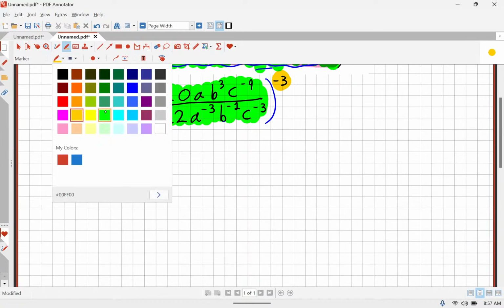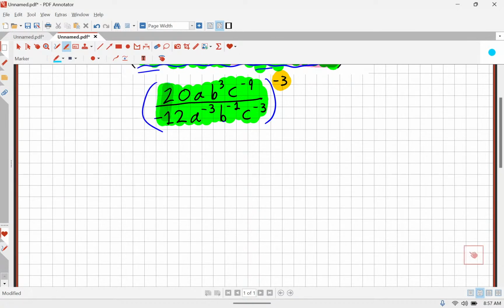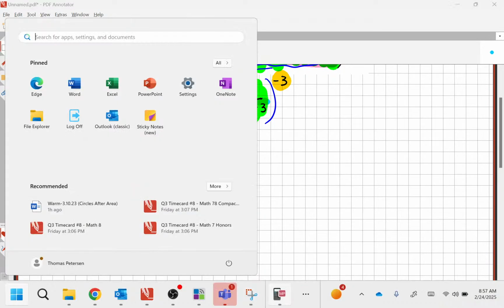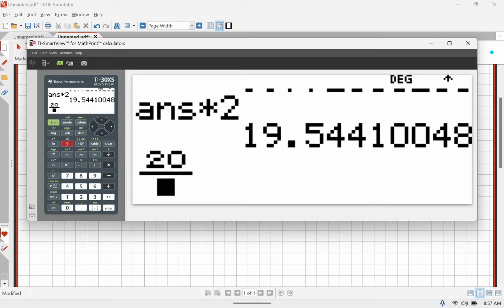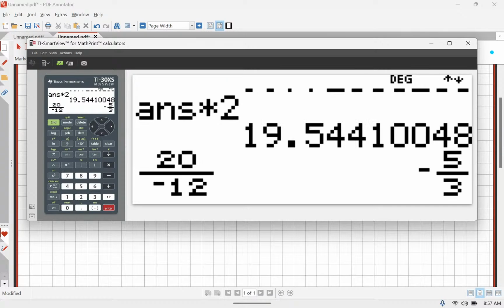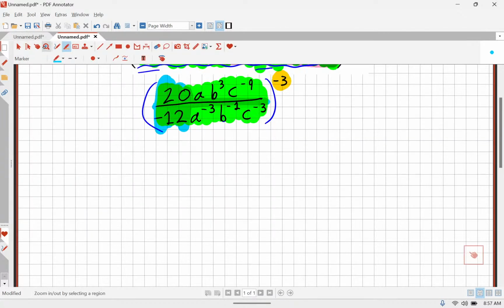So let's see here. What color is going to work? Is that going to work? Yeah. Reese, what am I going to do with those two numbers, the 20 and the negative 12? Ah, I'm glad we're talking. So remember, there's a fraction bar here. And Reese, what does a fraction bar secretly mean? Yeah, so we're going to do 20 over negative 12. And I'm going to put it in my calculator as a fraction. So it's negative 5/3.